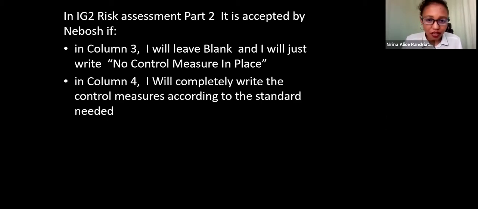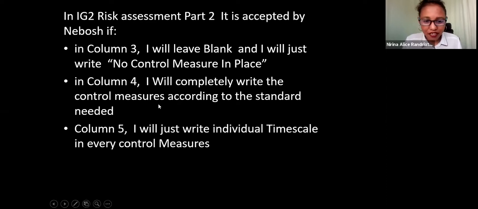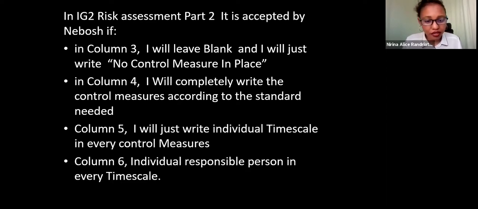Okay, so in column 4, I will completely write the control measures according to the standard needed. Yeah, that is what you're supposed to do. What else? In column 5, I will just write individual timescale in every control measures. Yeah, good. In column 6, individual responsible person in every timescale. Yeah, this is exactly what we are looking for.